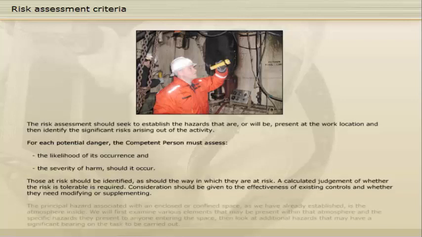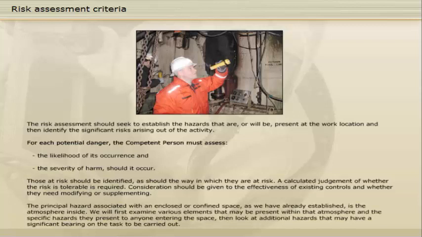The principal hazard associated with an enclosed or confined space, as we have already established, is the atmosphere inside. We will first examine various elements that may be present within that atmosphere, and the specific hazards that they present to anyone entering the space. Then look at additional hazards that may have a significant bearing on the task to be carried out.